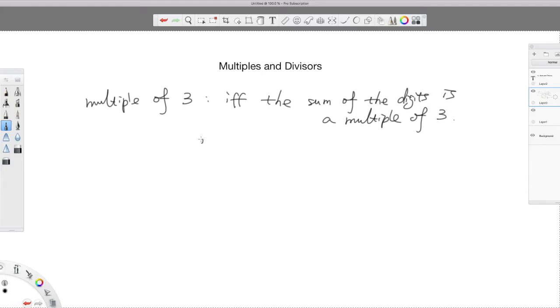So for example, problem number 1, 972. Instead of actually dividing this number by 3 and looking at the remainder, you are just going to check: is 9 plus 7 plus 2, the sum of all the digits, which equals 18, a multiple of 3? And 18 is obviously a multiple of 3. So 972 is a multiple of 3 as well. And we're going to actually see why.